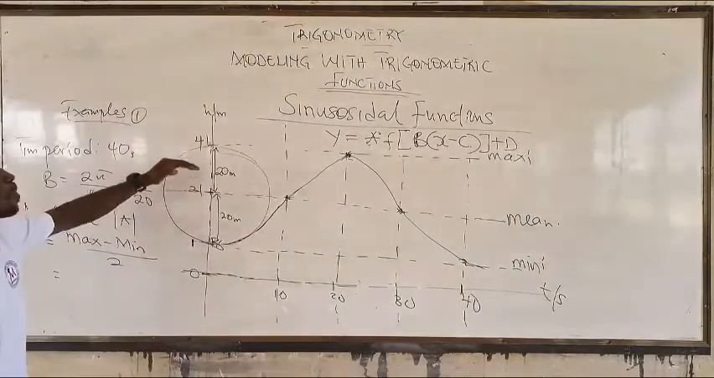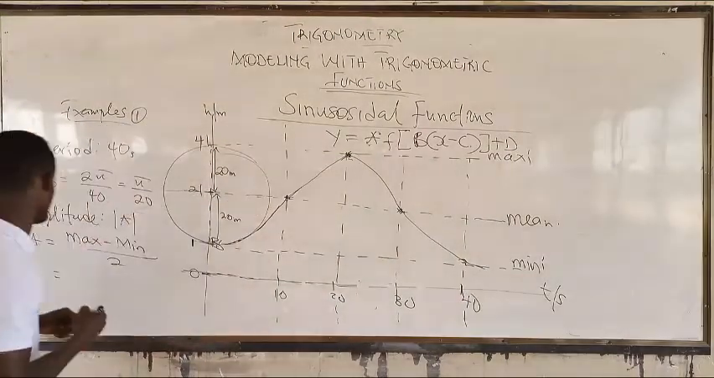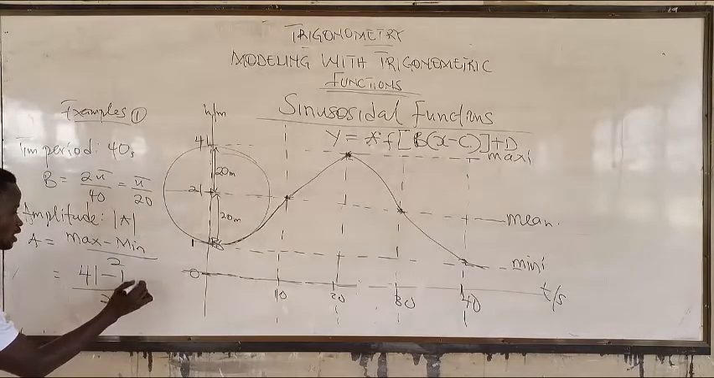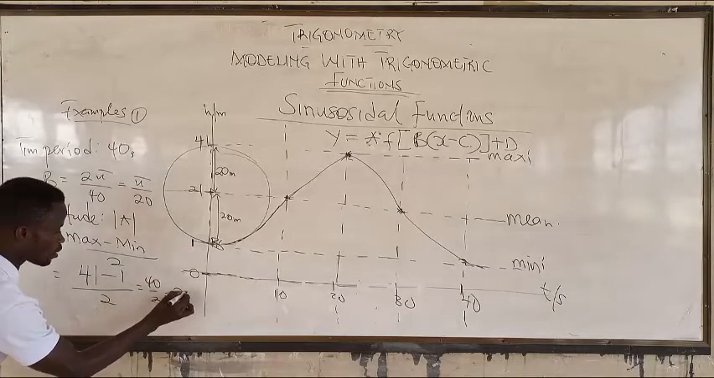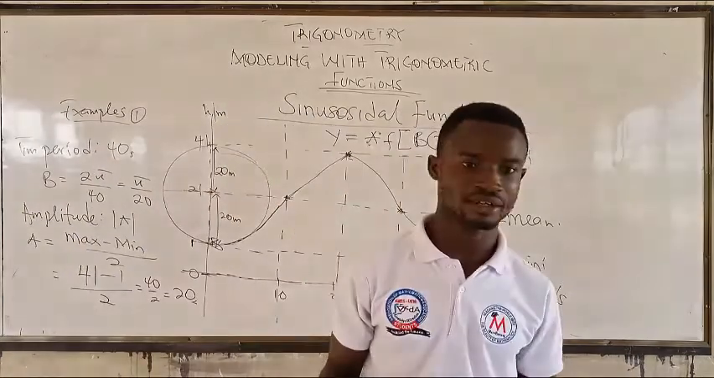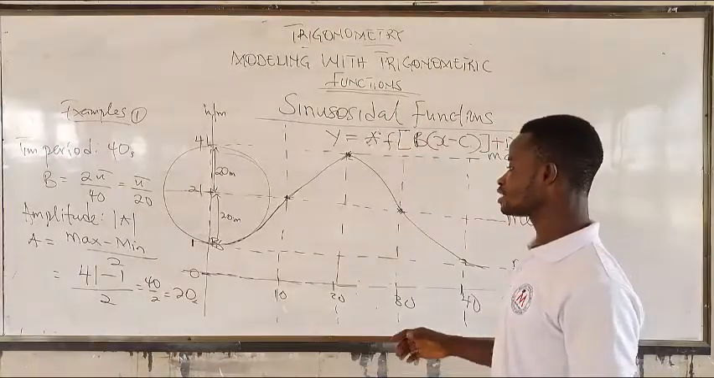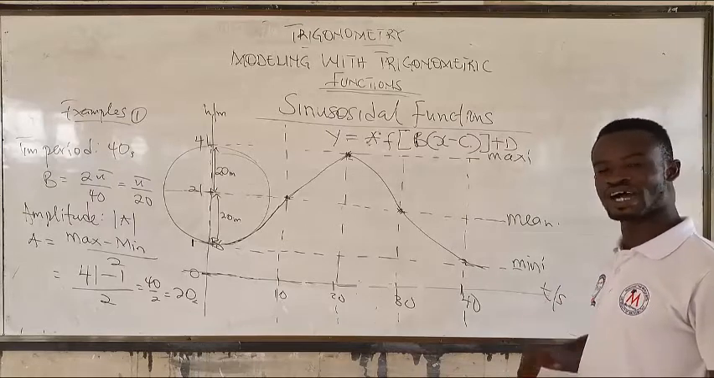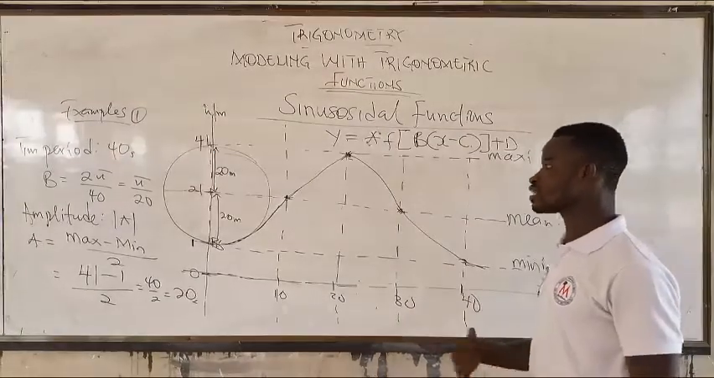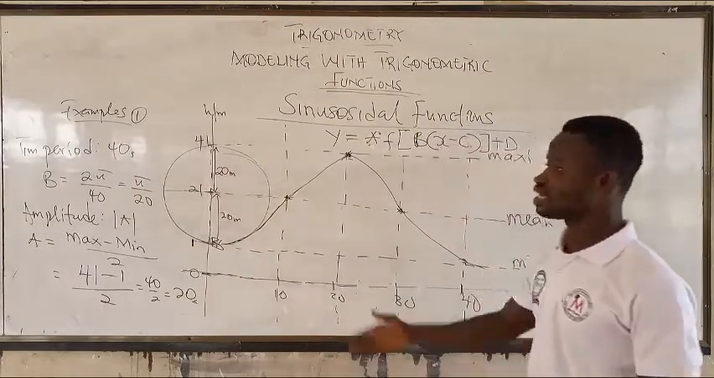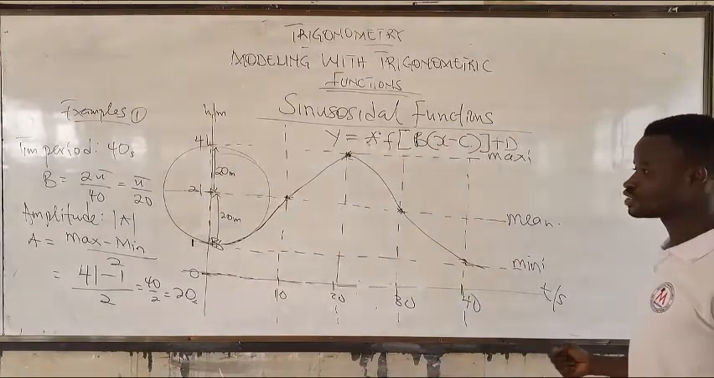And we know that the maximum value is 41 and the minimum value is 1. 41 minus 1 over 2 will be 40 over 2, which is 20. So the amplitude here is going to give us 20. Please don't confuse yourself. The moment you see 41, you say, oh, that's going to be the amplitude. No, that's not that. That's how we calculate the amplitude.